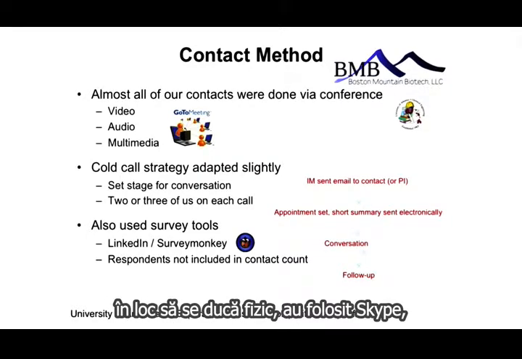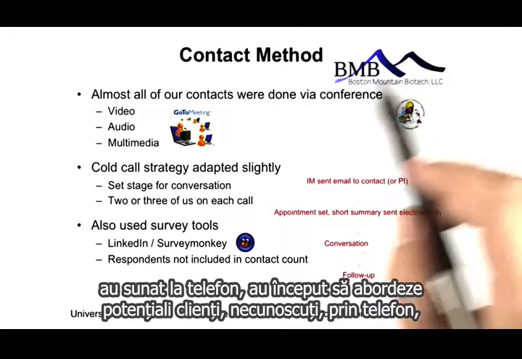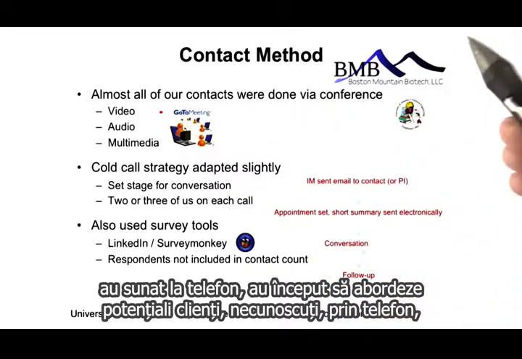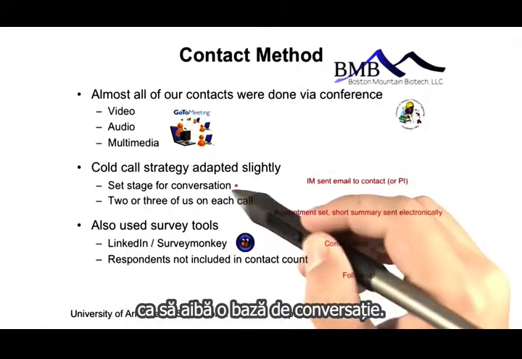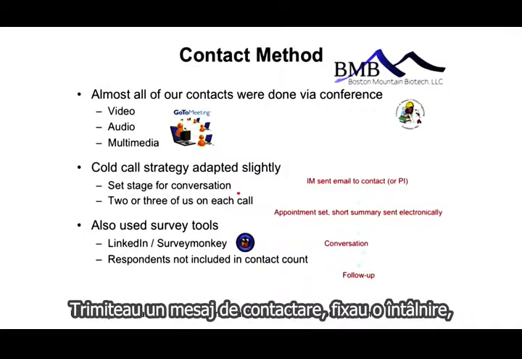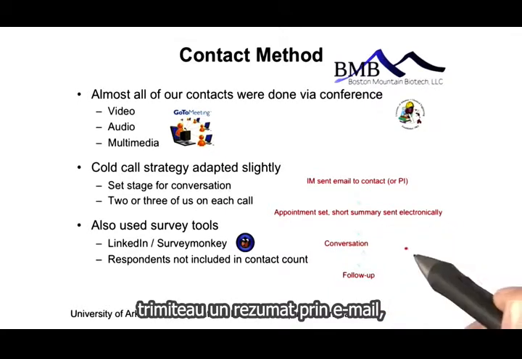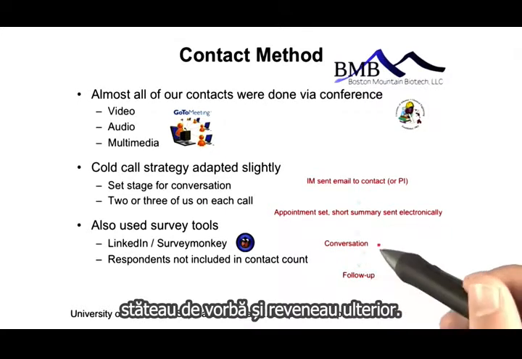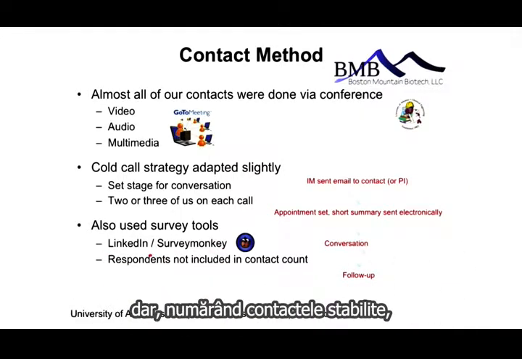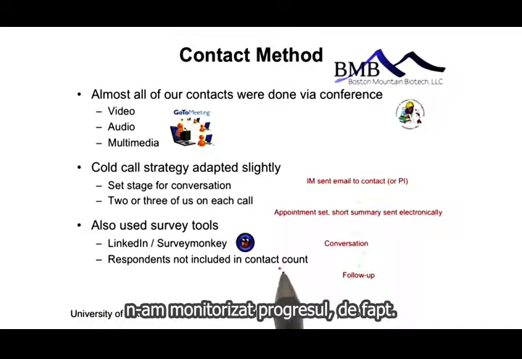And instead of physically driving out to them, they used Skype and they used phone calls. And they started a cold calling strategy, which set the stage for a conversation. And they had two or three of their team on the call. So they would send a message to contact. They'd set an appointment. They'd send out a short summary electronically. They'd have a conversation and follow-up. And they also used survey tools. They used LinkedIn and SurveyMonkey. But when we were counting how many contacts they made, we didn't actually count them in their progress.